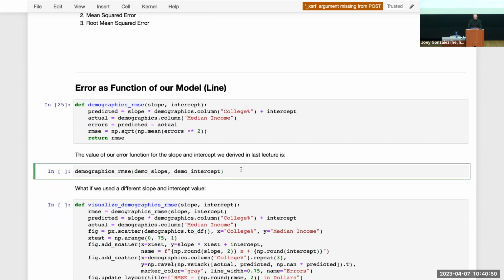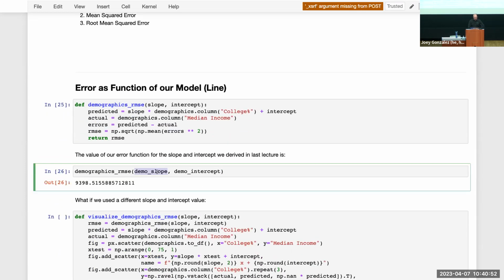What does this function look like? All right, so I can plug in my demo slope and my demo intercept, and that gave $9,398 as the root mean squared error. What does this look like?